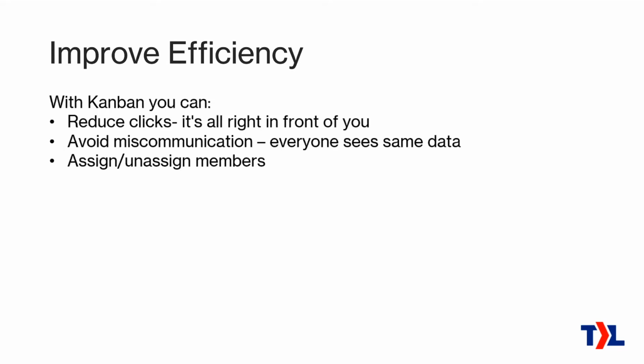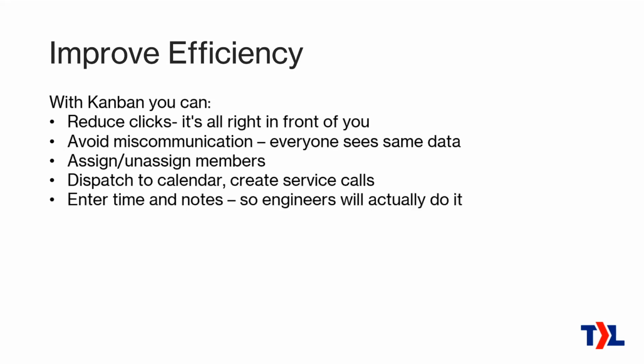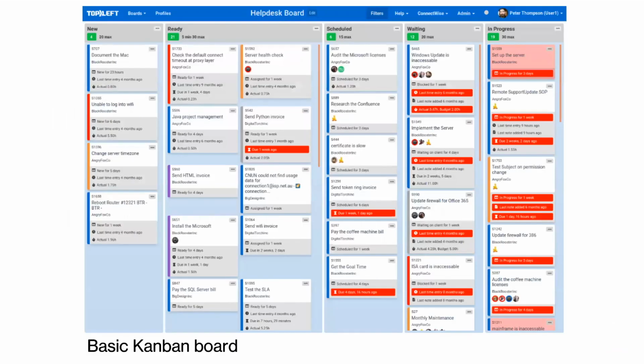It lets you improve efficiency through a very tight integration with the PSA, with ConnectWise and AutoTask. So it helps you work faster by reducing your clicks. What I mean by tight integration is that it allows you to edit the data in interesting ways with your PSA. You can use TopLeft to unassign or assign members of your team. You can still dispatch to the calendar if you need to, or create service calls. You can enter time and notes on your tickets straight from the app, which helps the engineers actually do it on time. So let me show you a few pictures of how this works.